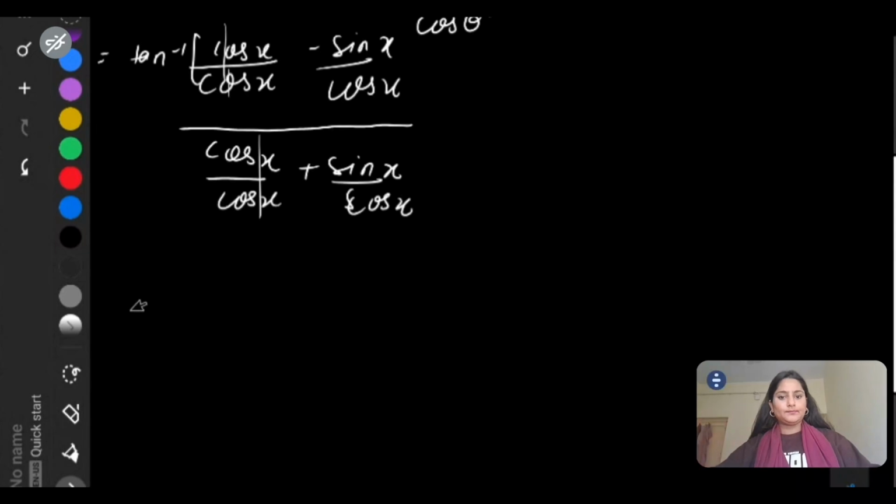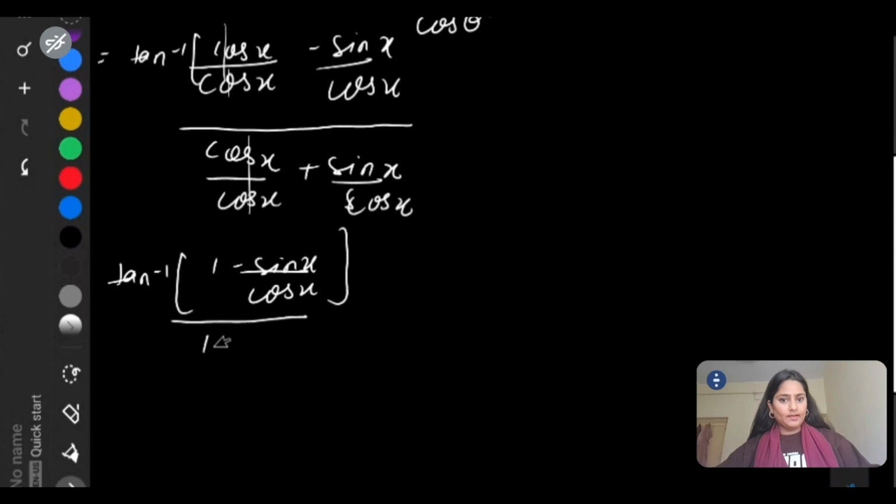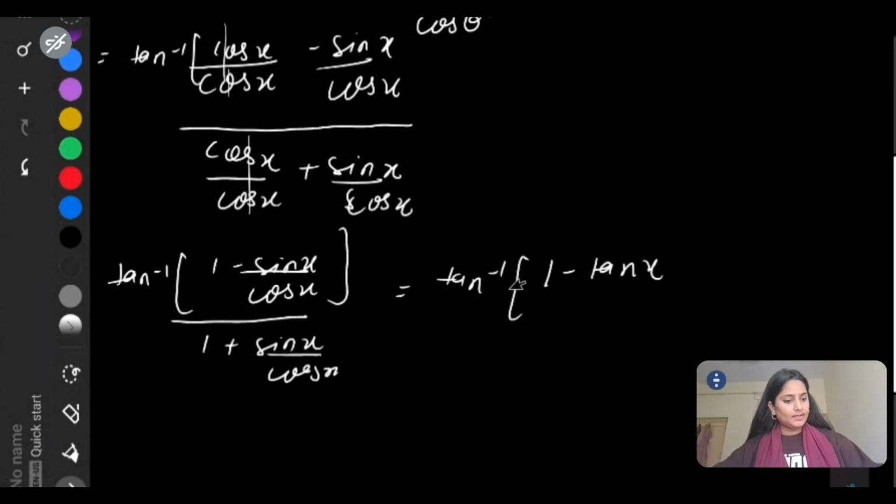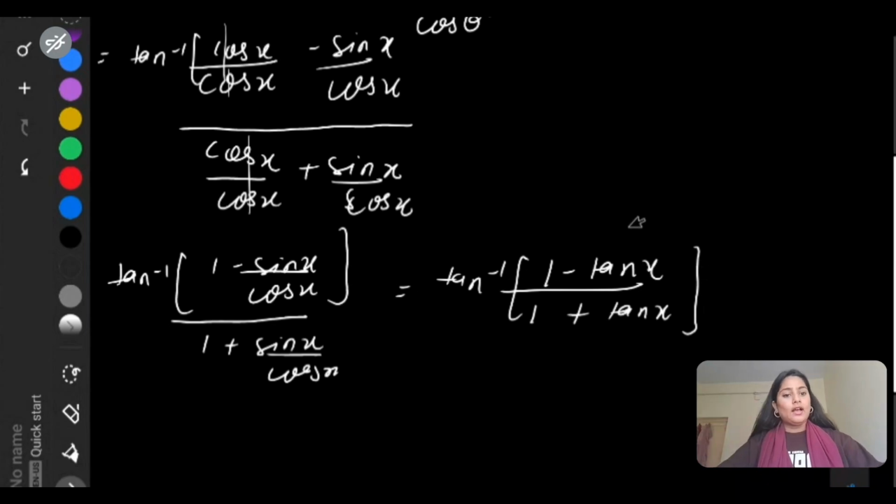So here we can write it as tan inverse of (1 minus sin x divided by cos x) and the whole divided by (1 plus sin x divided by cos x). And we can write it as tan inverse of (1 minus tan x) divided by (1 plus tan x), right? And we know one thing, tan pi by 4 is equal to 1.